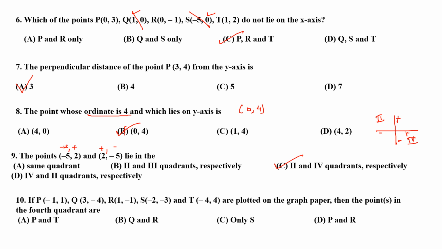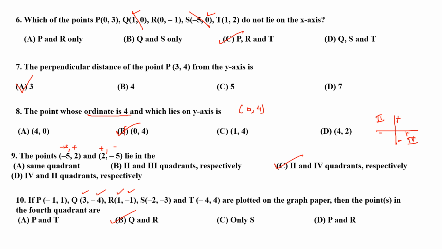Now next question. If the points P, Q, R, S and T, whose coordinates are given, are plotted on the graph paper, then the points in the fourth quadrant are. So fourth quadrant, x positive, y negative. So where is x positive, y negative? I can see x is positive here, y negative here. Only these two options, Q and R. So the option is option B. So like that you can solve these types of MCQ questions. There are many more questions in the exemplar. I have selected few questions and I am doing it over here.